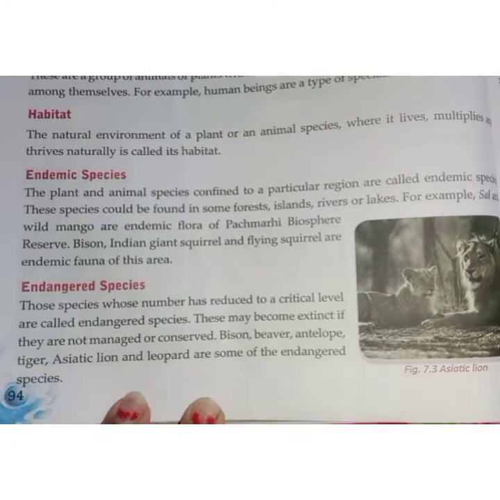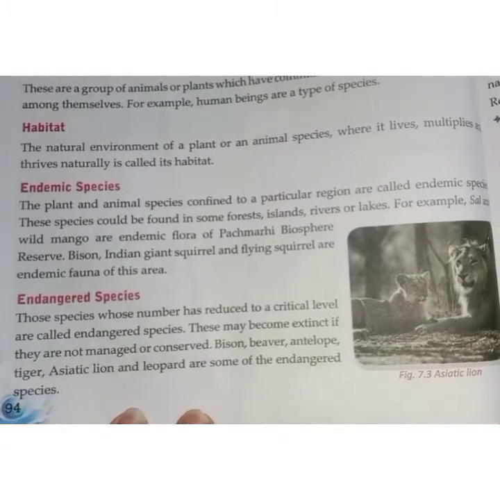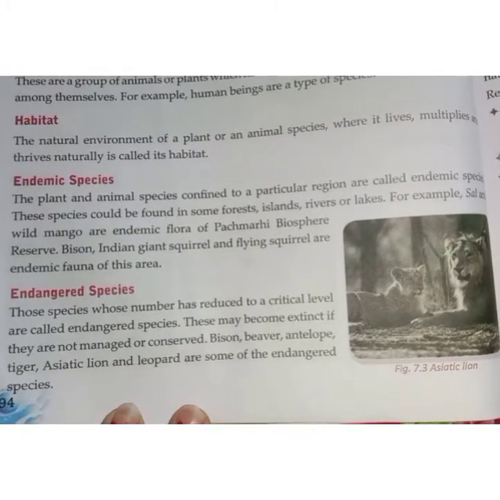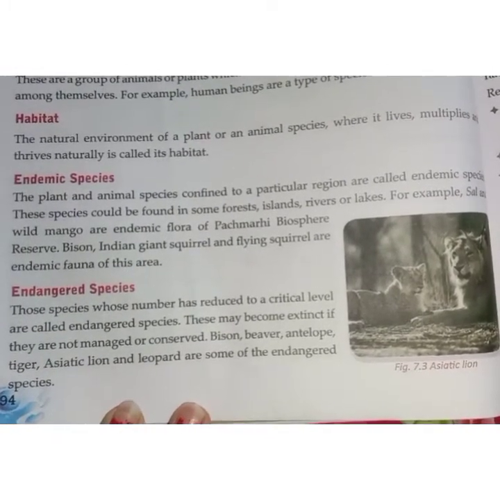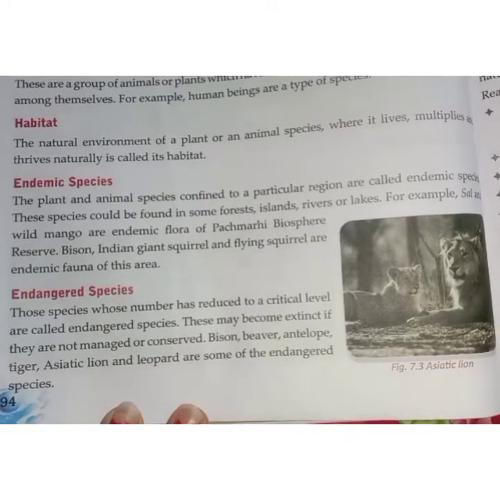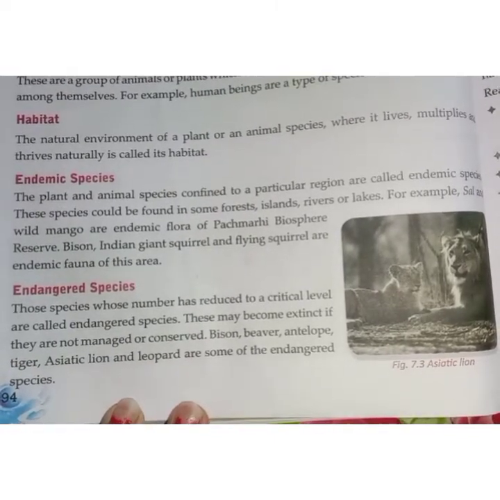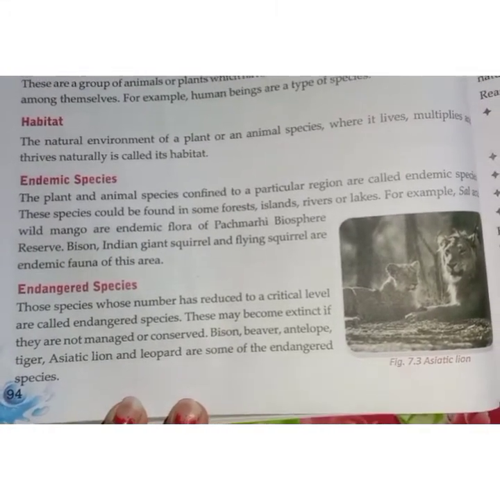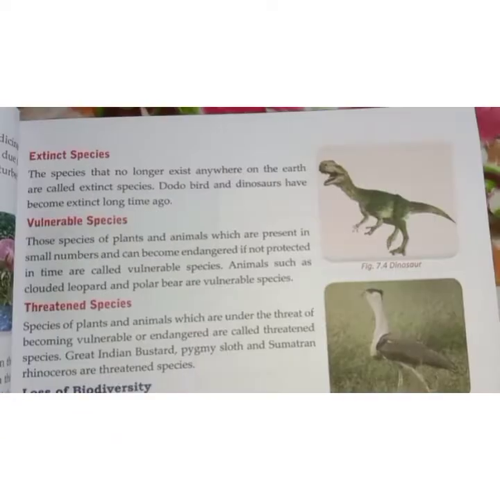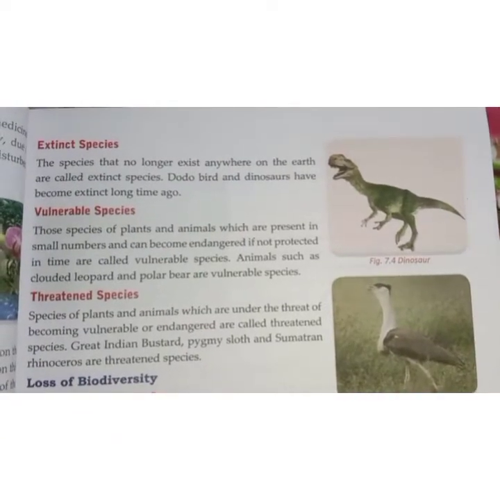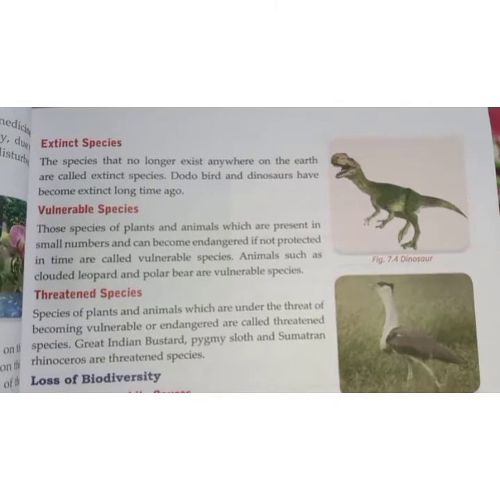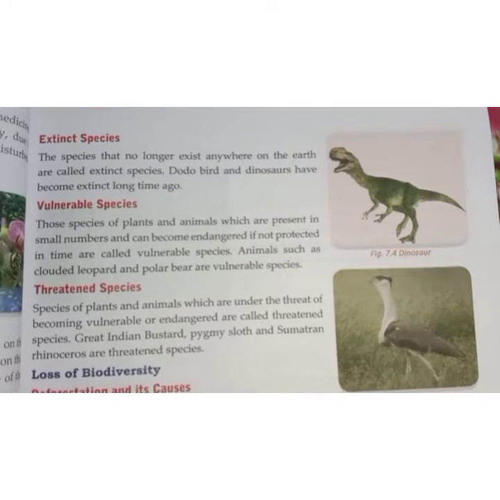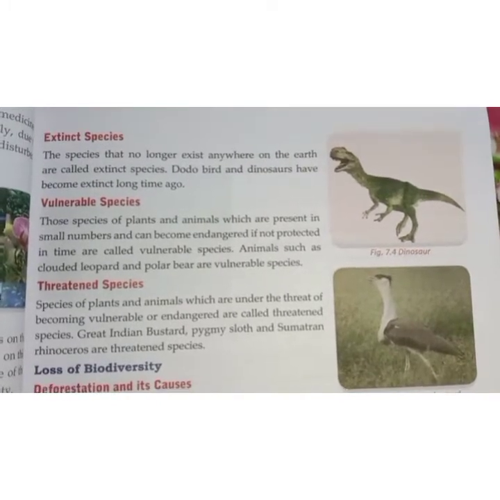Then endangered species. Those species whose number has reduced to a critical level are called endangered species. These may become extinct if they are not managed or conserved. Bison, beaver, antelope, tiger, Asiatic lion, and leopard are some of the endangered species. Extinct species: these species that no longer exist anywhere on the earth are called extinct species. Dodo bird and dinosaurs became extinct a long time ago.